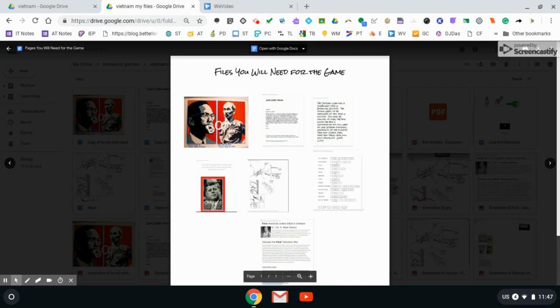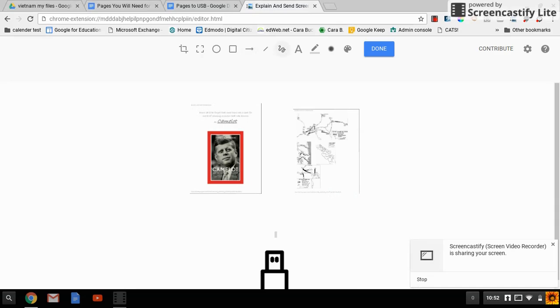These are the files you will need for the game. You will need a printed hard copy of the Ho Chi Minh sheet, the last letter home, the note, the Vietnam word scramble, and what I call the first sheet. You will also need an electronic copy of the maps file and the Camelot file. The next step is to take the PDF of Camelot and put it onto the flash drive, and then take the map sheet and put that on the flash drive as well.